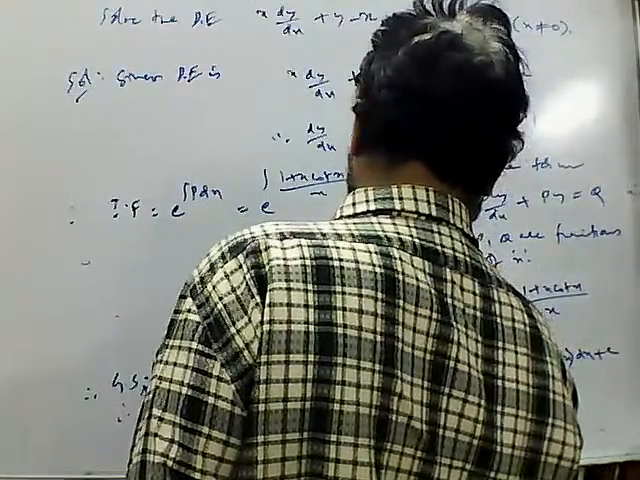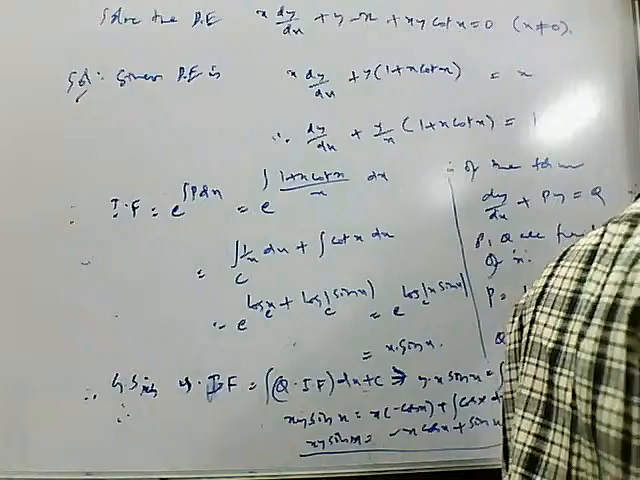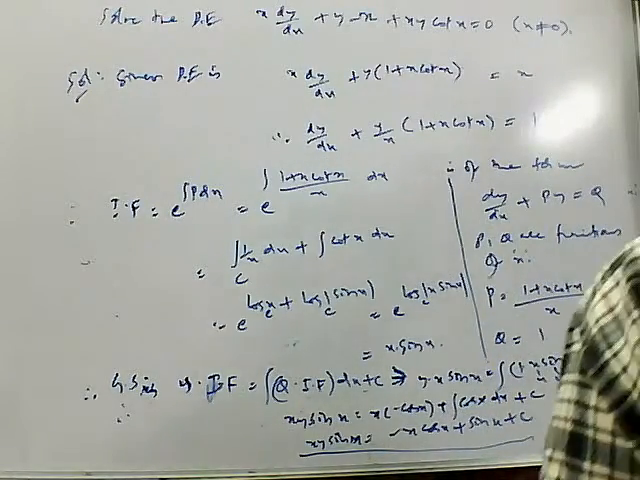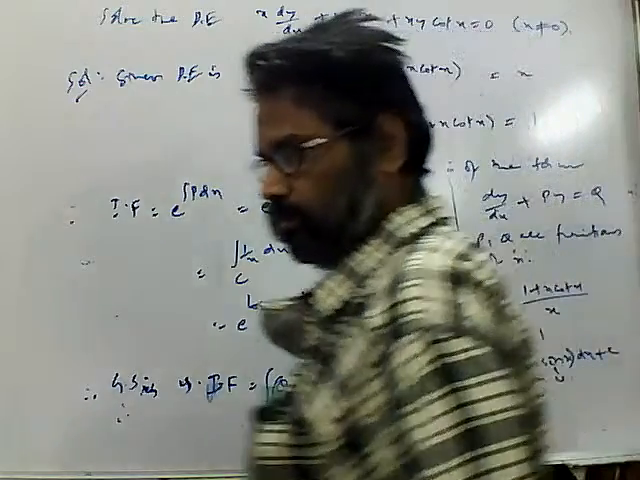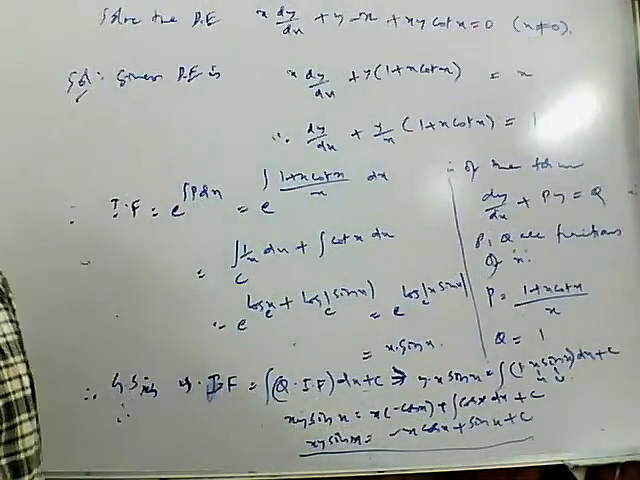That is, xy sin x is equal to -x cos x + sin x + c. That is the general solution. Note down.